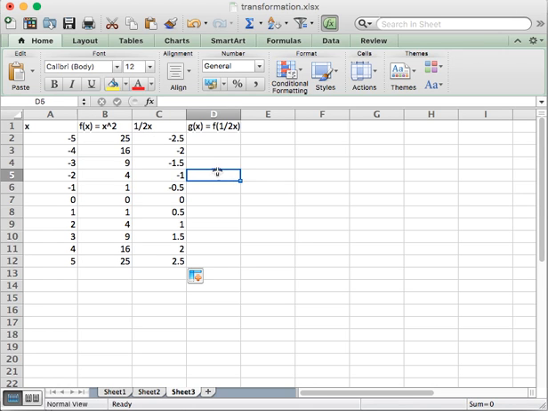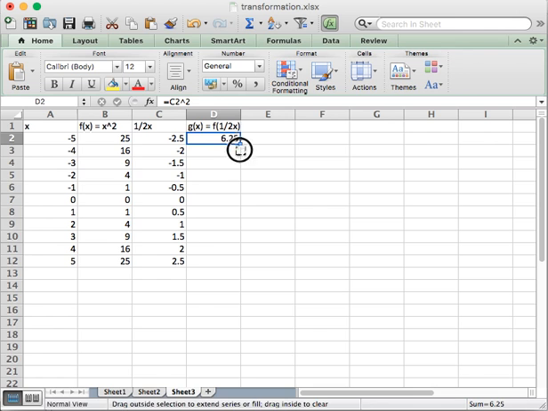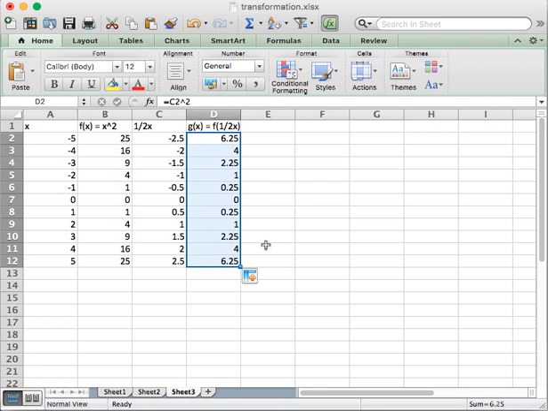Again, since this is f of something, whatever the input here, you square it, because this is our equation. So we square whatever the value is here. Caret 2 means we square it. And we know that -2.5 squared is equal to 6.25. And again, we drag.